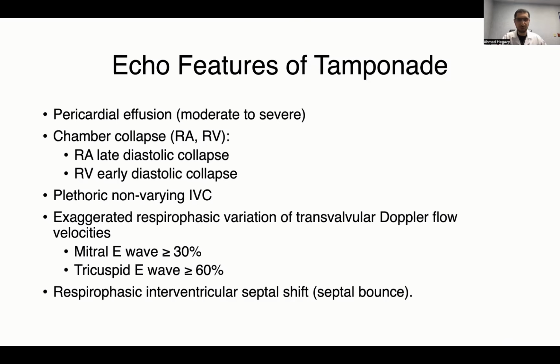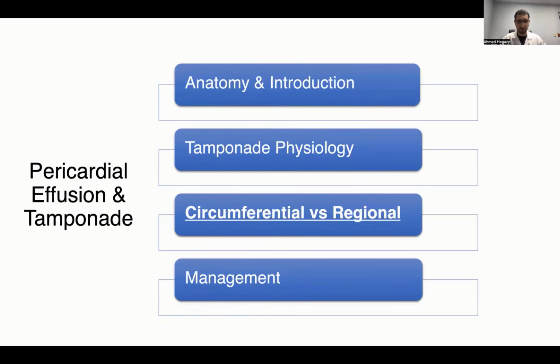And so we've gone through all the features of tamponade. You should be able to demonstrate the pericardial effusion circumferentially. It should be at least moderate to severe. You should be able to demonstrate chamber collapse, right atrial late diastolic collapse and right ventricular early diastolic collapse are both very important features. And then a plethoric non-varying IVC, the exaggerated respiraphasic variation of transvalvular Doppler flow velocities of the tricuspid E wave and the mitral E wave, and then the septal bounce or the respiraphasic interventricular septal shift is also a feature of tamponade.